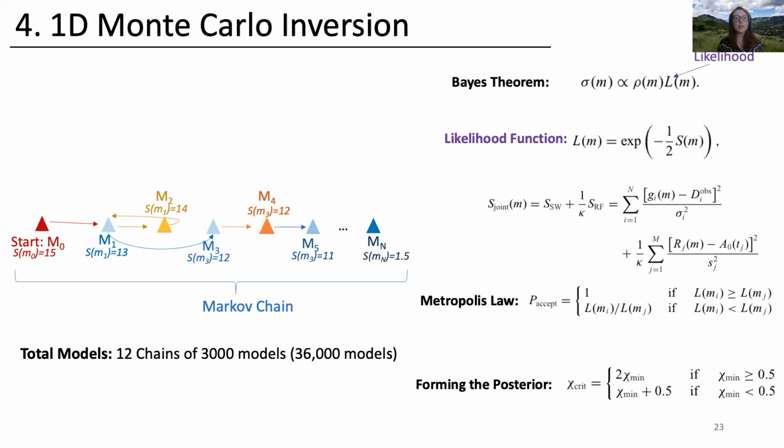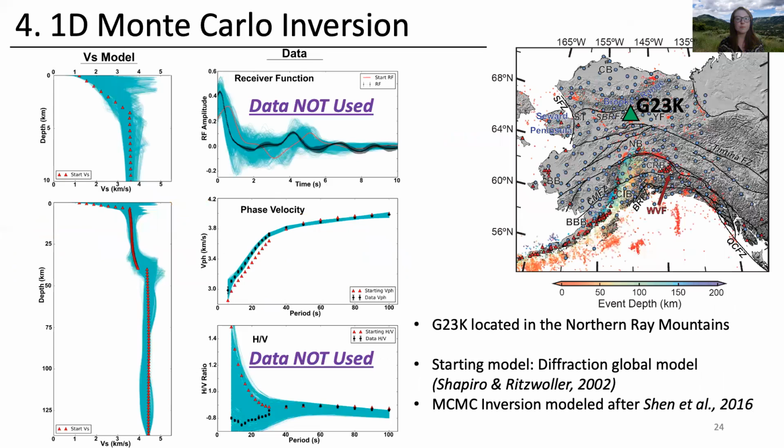Next, we will show the result of this inversion at station G23K in the Northern Ray Mountains using only one dataset, phase velocity. This is our result, where each VS posterior model is shown in blue, and the associated forward model result of each posterior model is also shown in blue to compare with the data for the receiver function, phase velocity, and HRV ratios. Again, we only use the phase velocity data to calculate misfit here. And overall, we observe a wide range of posterior models. Note that most of these posterior models do not fit our receiver function or HRV ratio data naturally.